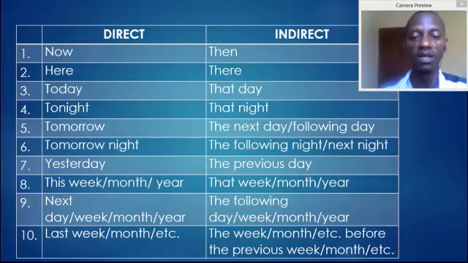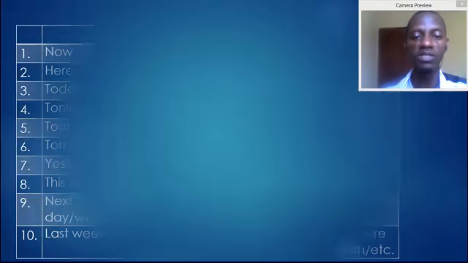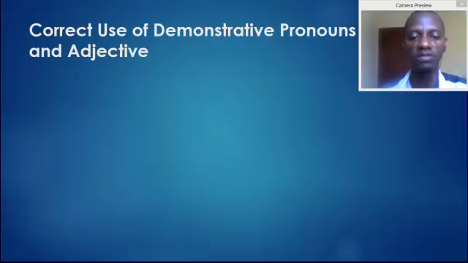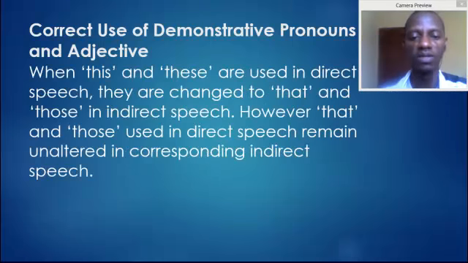Okay, let's proceed to the correct use of demonstrative pronoun and adjective, and we are talking about this and these. When this and these are used in direct speech, they are changed to that and those in indirect speech. However, that and those used in direct speech remain unaltered in the corresponding indirect speech.